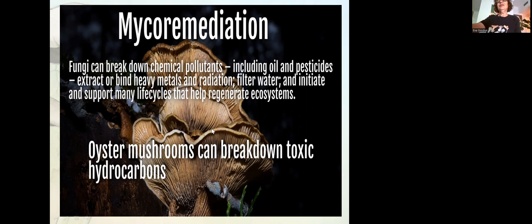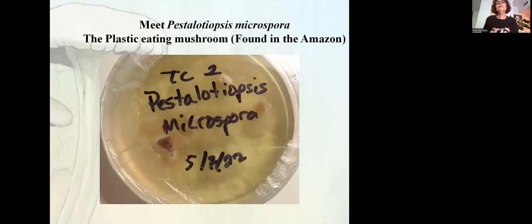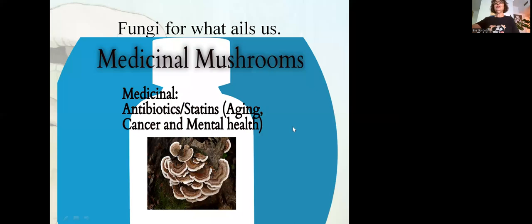This is Pestalotiopsis microspora. This is a plastic eating mushroom that's found in the Amazon. Not the Amazon that you see on the internet, but the Amazon area in Ecuador. And it actually will eat plastic. This is a sample that I got from one of our speakers, and it's eating the plastic inside. I'm hoping to have a bucket and then feed it plastic and see what happens. But it's quite happy to eat plastic. And it'll eventually eat through that little petri plate or dish.